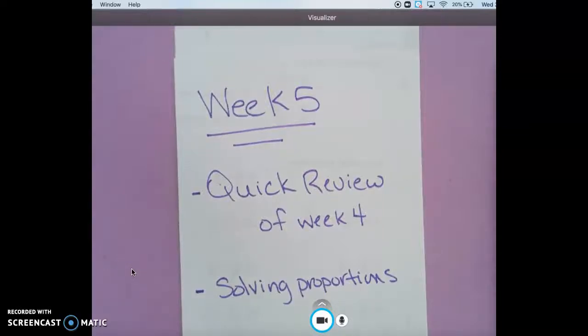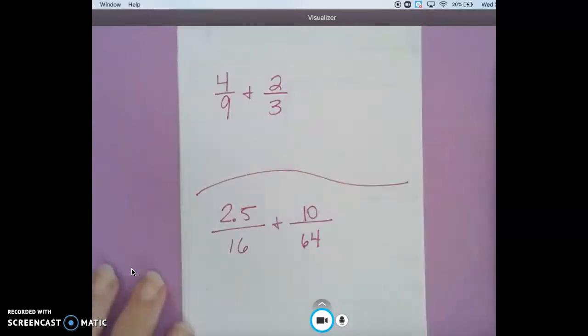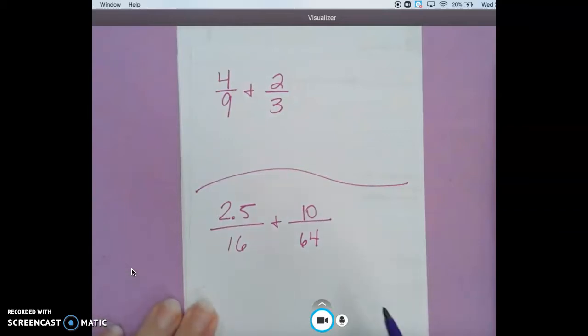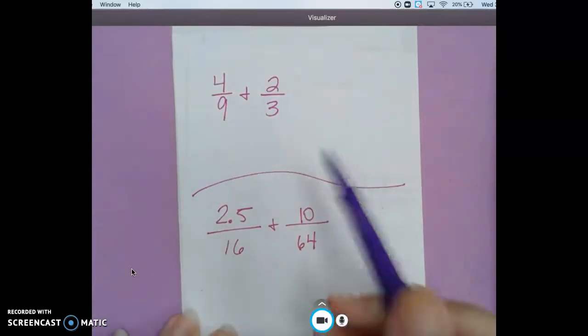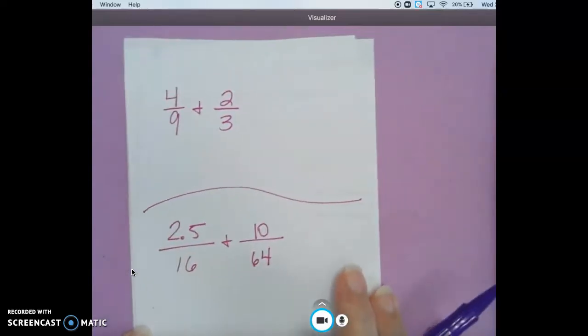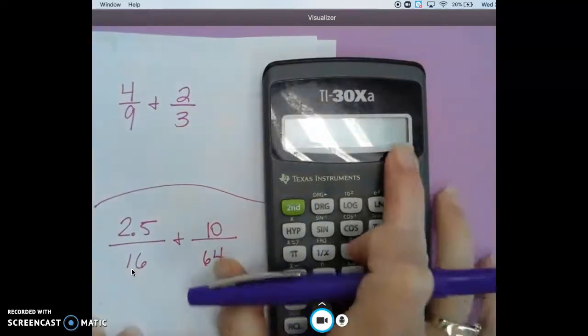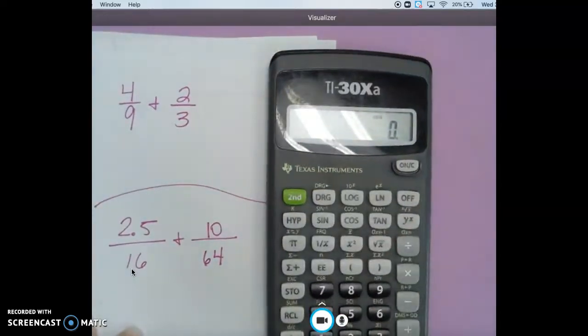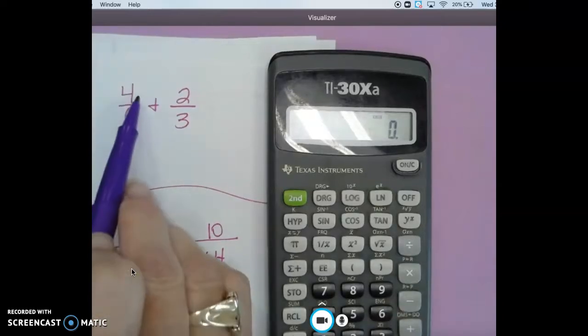We are going to start week 5 with a quick review from last week, which was week 4, and then move into solving proportions. So we talked about two ratios, which if they're equal make a proportion, but we want to know if these two ratios are equal. We talked about several different ways to check that, but for the most part, to keep things in line for what we're moving into, the easiest way to check this is multiply your diagonals.